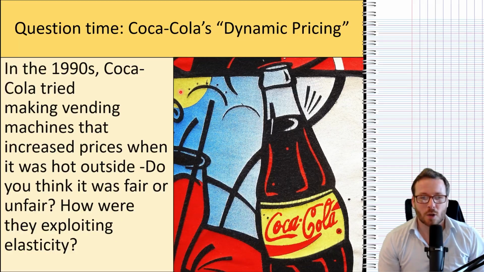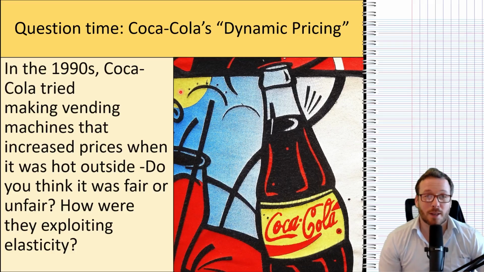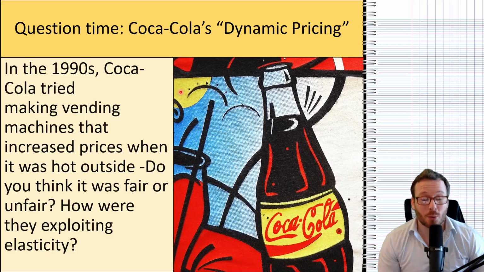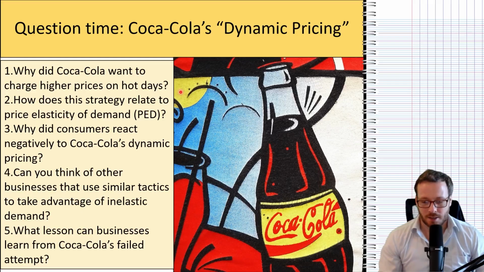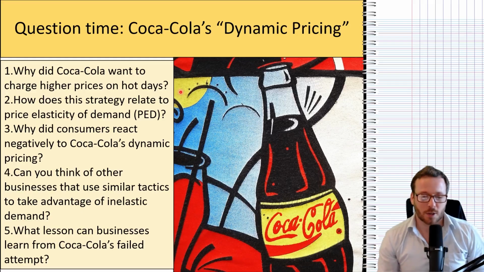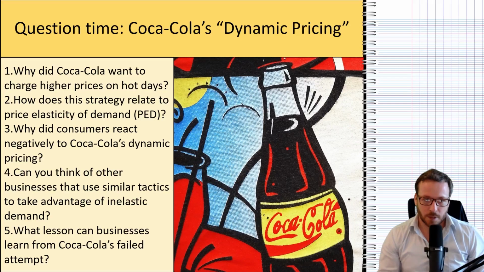Okay, moving on. Got a few questions for you. In the 1990s, Coca-Cola tried making vending machines that would change the price when the weather got hot. Wild. Got a few questions for you about this. Can you pause the video, have a look through these 5 questions, and see what answers you come up with? So for question 1, demand becomes more elastic or inelastic? Inelastic when the weather is hot.